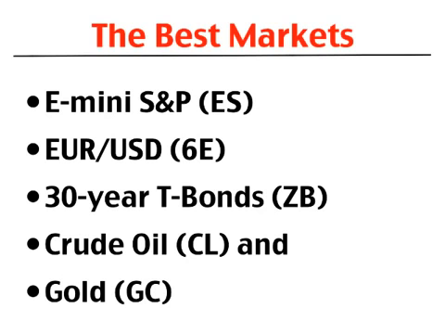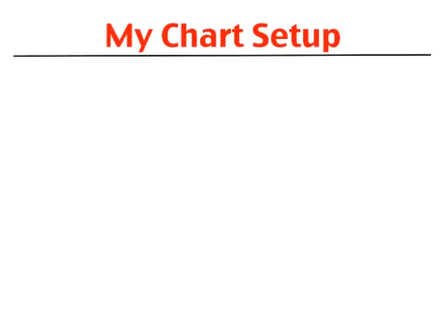Now, as you can see, with these 5 markets, I'm very diversified. I'm trading a stock index, which is the E-mini S&P. I'm trading currencies, which is the euro versus the dollar. I'm trading interest rates, which are the 30-year T-bonds. And I'm trading commodities like crude oil and gold. See? It's really simple, isn't it? So let's talk about my chart setup right now.